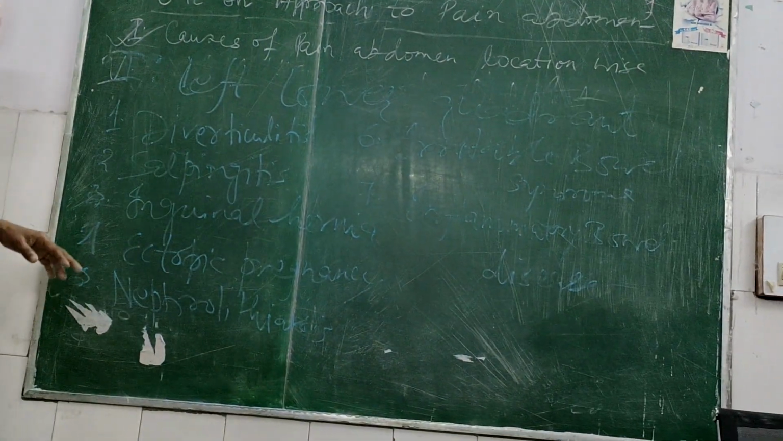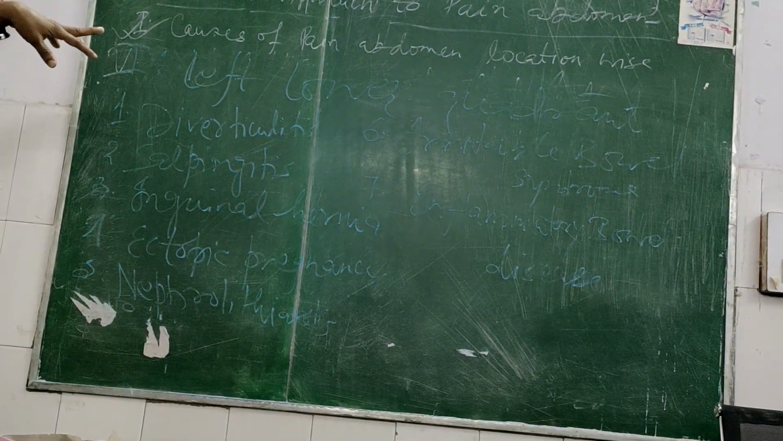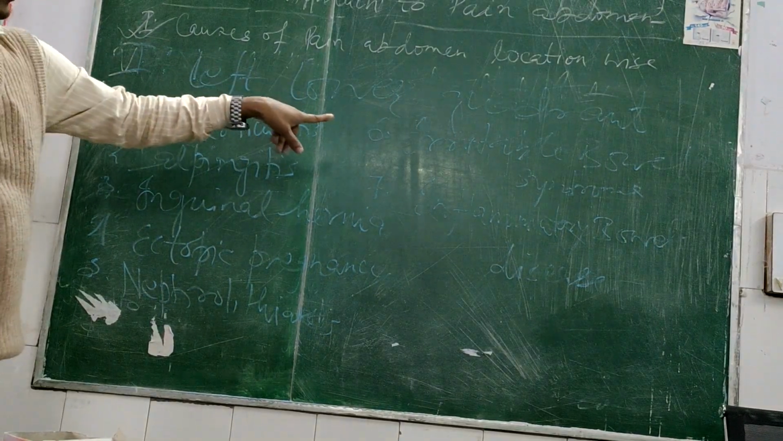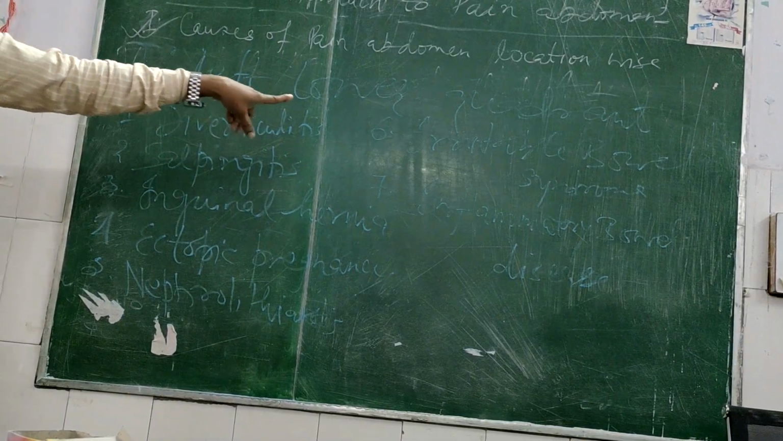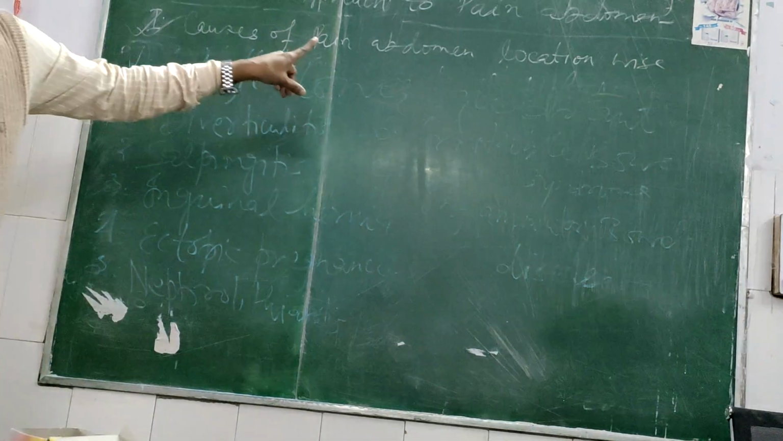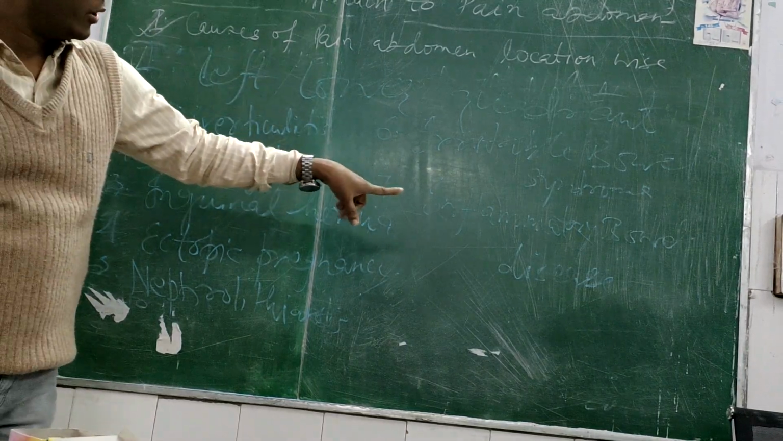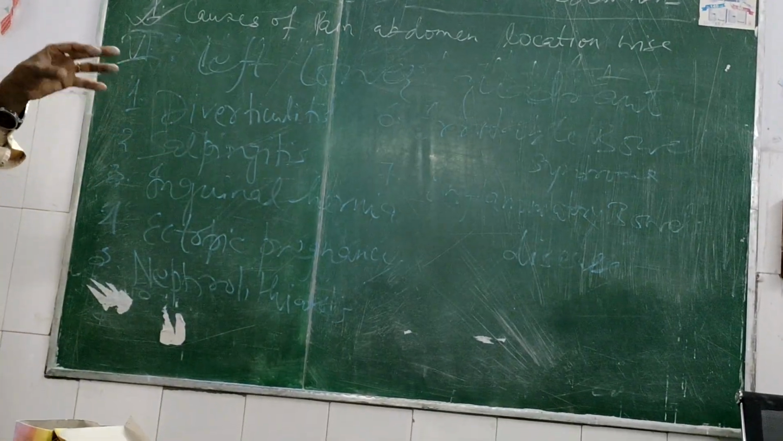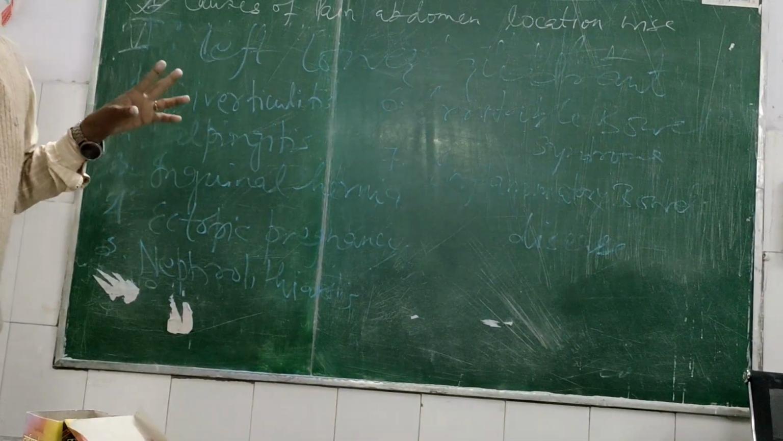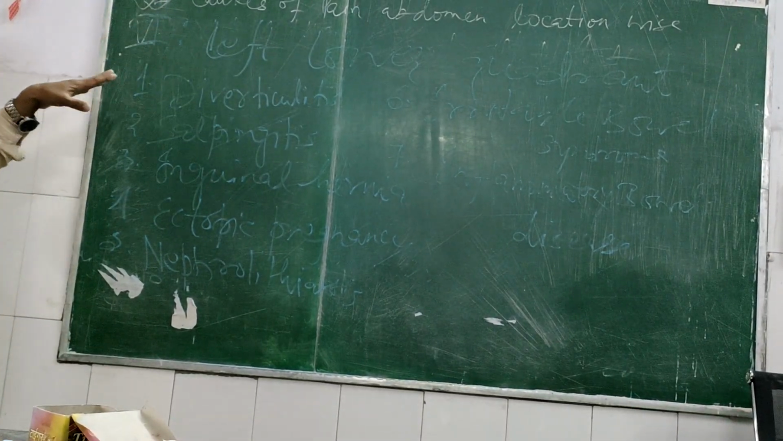So these are the causes of pain abdomen. In the right lower quadrant there was only irritable bowel syndrome. But you should remember that the pain of inflammatory bowel disease is usually found in the left lower quadrant. So these are the important causes of pain in the left lower quadrant.